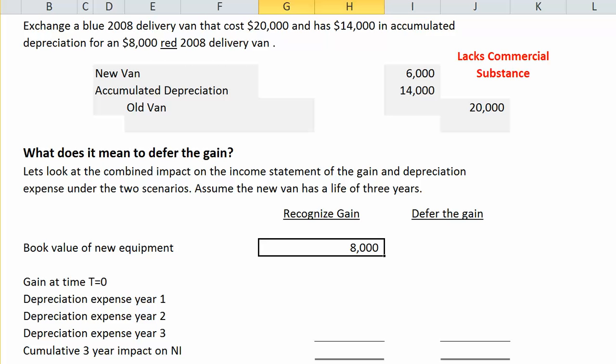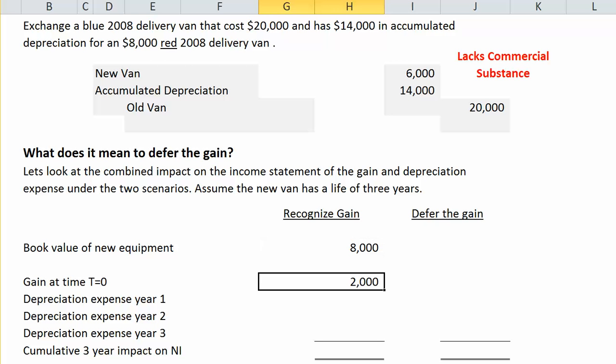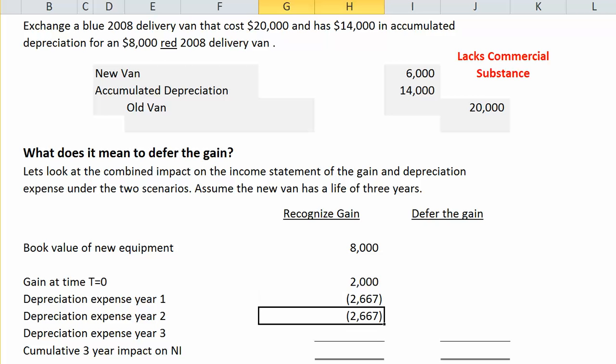When we recognized the gain, we recorded the new van at a net book value of $8,000, and we recorded a $2,000 gain at the time of the exchange. If our equipment has an $8,000 book value and a 3-year life, our depreciation expense in year 1 will be $8,000 divided by 3, or $2,667. The same for year 2, the same for year 3.